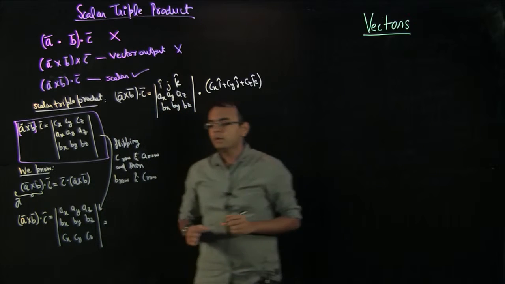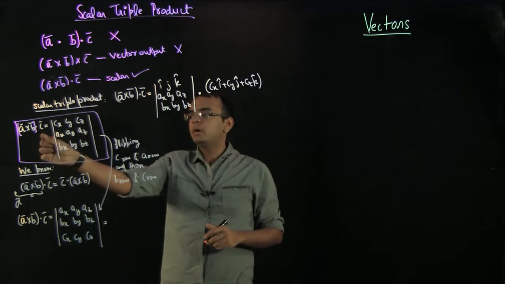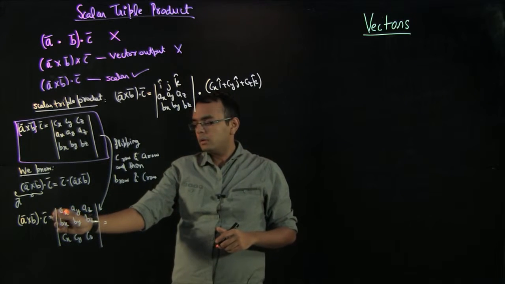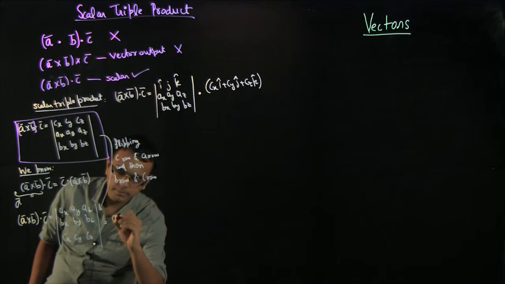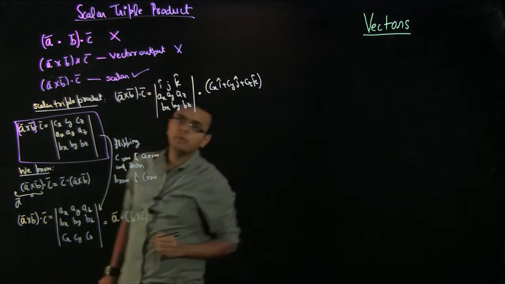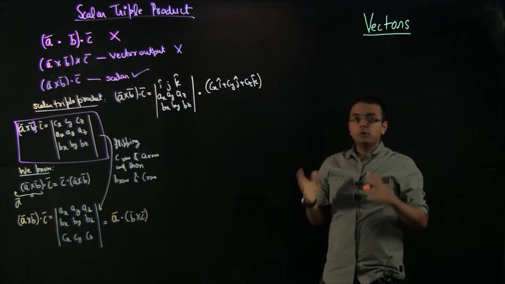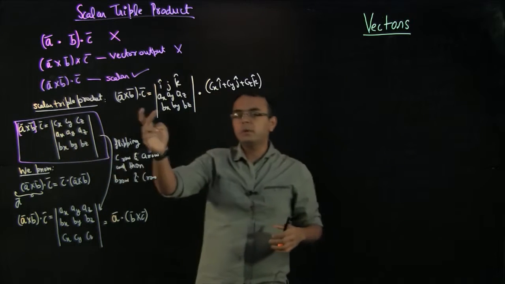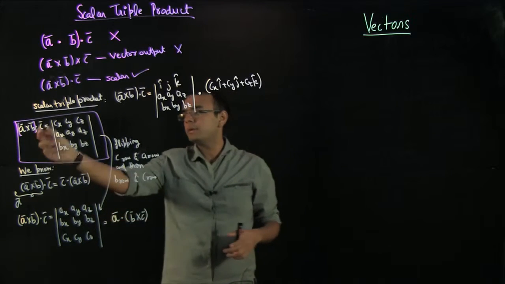You will get this. However, if you think about this, whatever was in the dot came at the top. Now if I want to write this down, I can write this also as A dot B cross C, okay? A dot B cross C. So what I am saying is whatever was in the dot came at the top row, the single vector came at the top row.